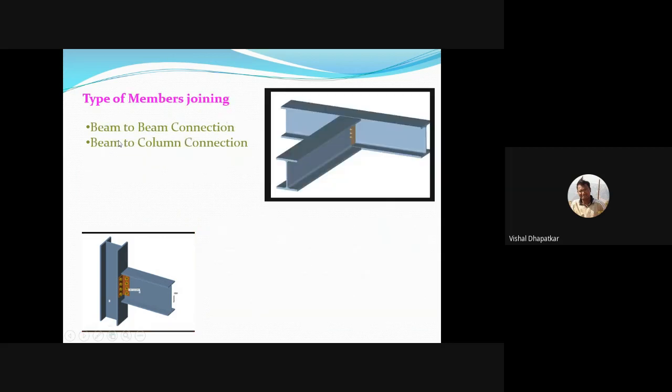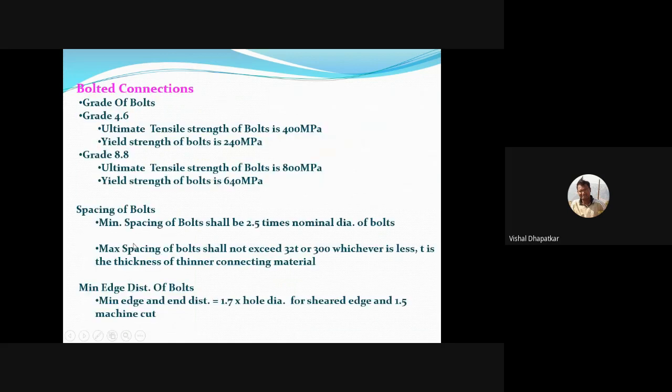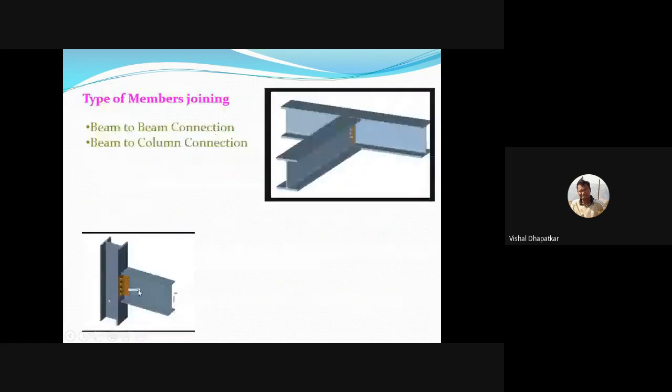So the types of member joining: one is beam to beam connection, beam to column flange connection, beam to column connection. These are the typical connections. Sometimes you can find the splice connection. Column to column connection is also there, where we need to provide the splicing, or we can call it a splice connection. Similarly, it will be there for the beam also, for beam splice or column splice.